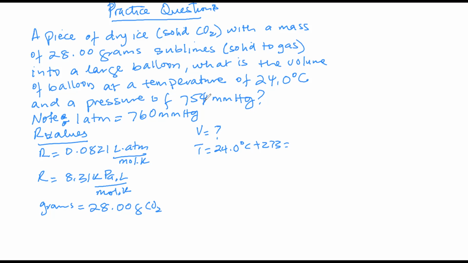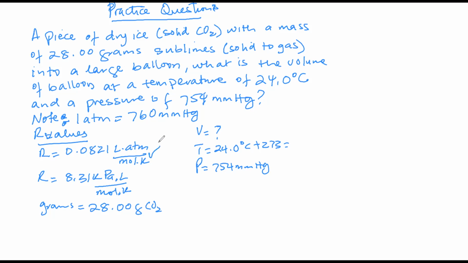So pressure, 754 millimeters mercury. So let's look at this. There's liter, atmosphere, mole, Kelvin. Can we get liter here? We are looking for liters. So atmosphere, we have to convert this pressure, millimeters mercury, to atmosphere.